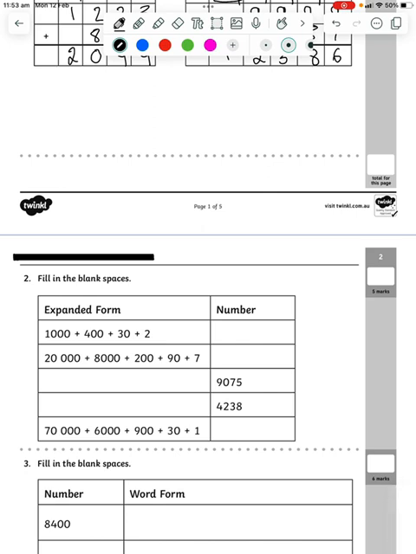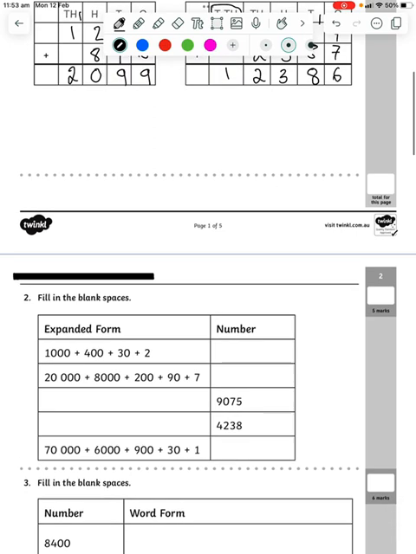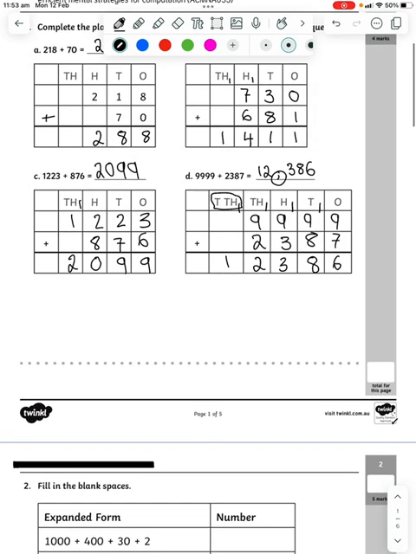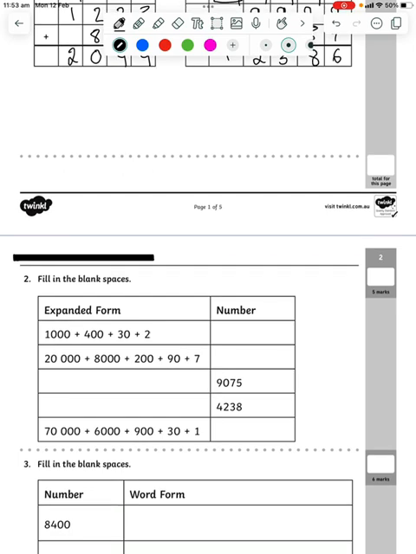We're also going to have a quick look at expanded forms. So this is just to help you with your place value. So this week we're just going to be focusing on adding numbers like these. But we can write our thousands, hundreds, tens, ones, or 10,000s all separately. So 1,000 plus 400 plus 30 plus 2 will be 1,432. So we can break that number up into little individual components. 20,000 plus 8,000 plus 200 plus 90 plus 7 will be 28,297.